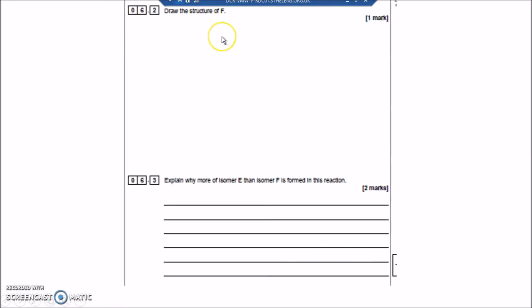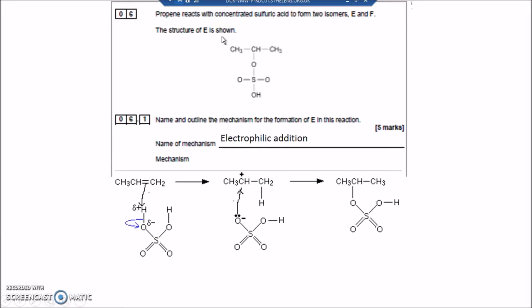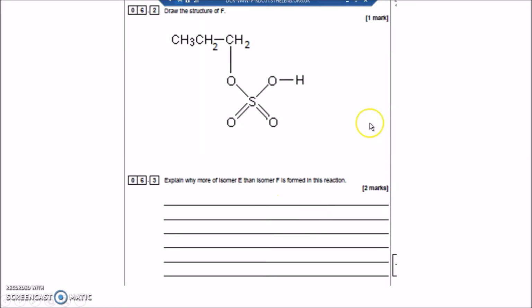6.2. Draw the structure of F. So F is the other isomer. The other isomer is what happens if this rule doesn't happen. In other words, the major product doesn't happen. In actual fact, the hydrogen goes onto the middle carbon, and the plus charge ends up at the end. Well, the simple difference is that this H and this sulfuric acid will be the other way round. So what that will do is the H is now bonded onto the middle carbon and the sulfuric acid has gone onto the end.